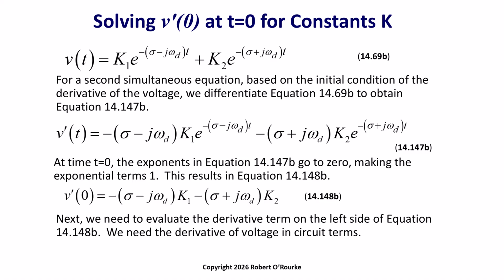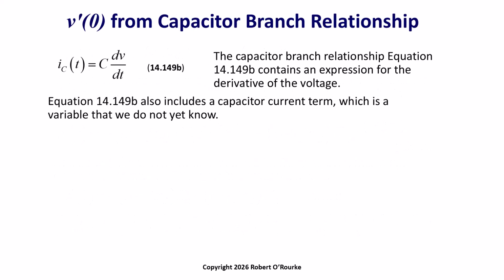Next, we need to evaluate the left side of equation 14.148b and express it in terms of quantities that we know. For some help and insight evaluating the left side of equation 14.148b, let's look at the branch relationships for a capacitor, shown here in equation 14.149b, where the current through the capacitor is expressed as the derivative of voltage across a capacitor, which is what we have in our parallel RLC circuit.